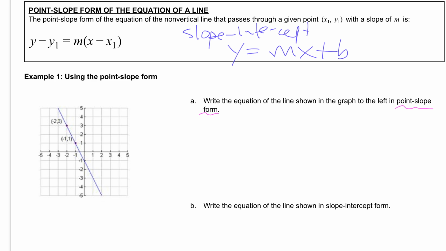So in point-slope form, first thing I need is my slope. If I look at the slope from this point to this point, I can either take these 2 points and do my slope formula, or since it's on a graph, I can look and say that I'm going down 1, 2, and to the right 1. So I know that my slope is -2. And then I need to choose a point, and I can pick any point that lies on my line. So I'm going to go with the point (-2, 3).